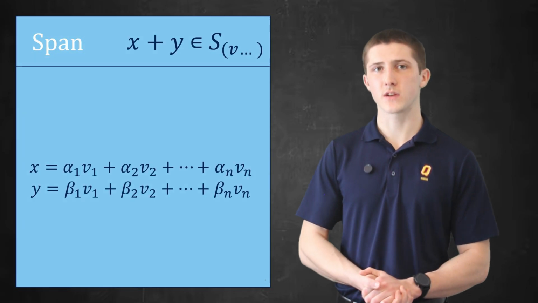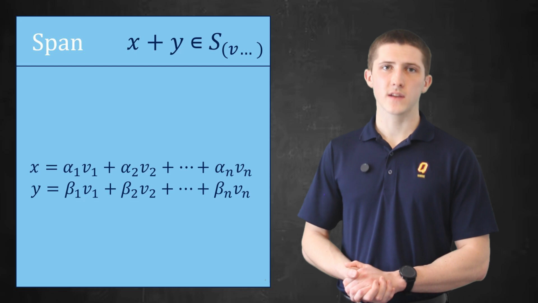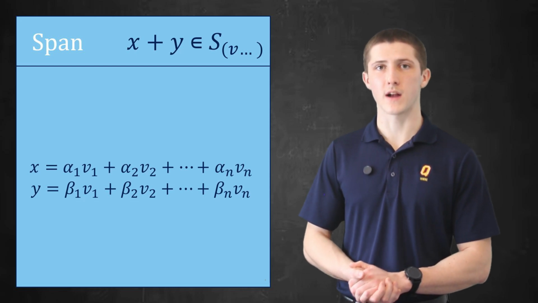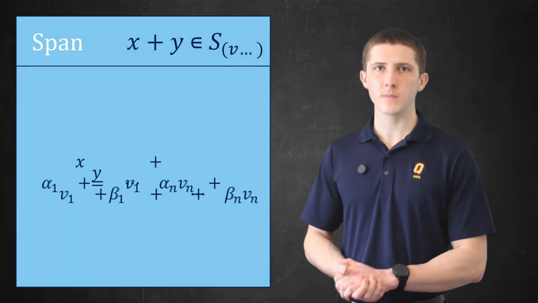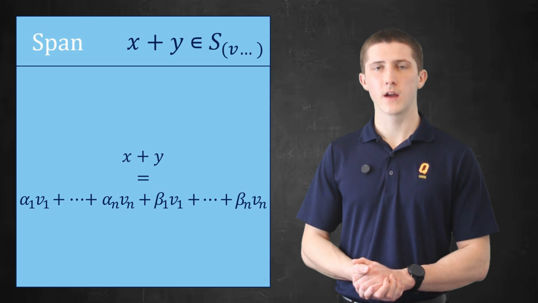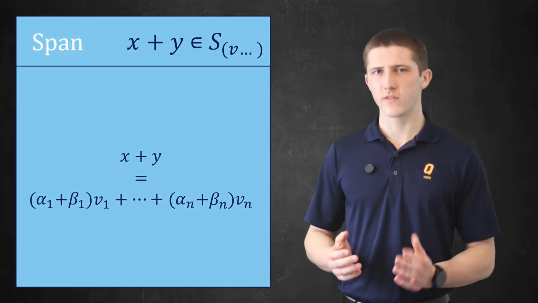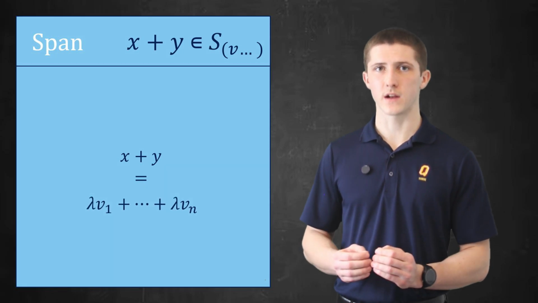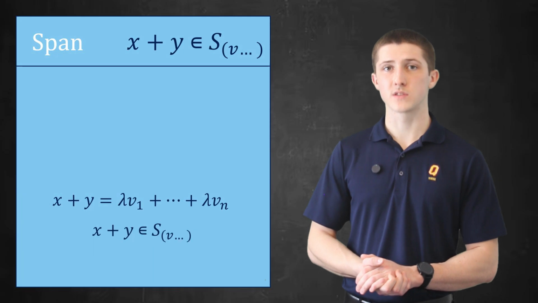Now, if we have two vectors in our span, and we want to prove that their sum is always in our span, we can say x is equal to alpha 1 v1 plus alpha 2 v2 and so on, where the scalars are alpha. Then we can do the same for y and call the scalars beta. Adding x and y, we get the addition of their linear combinations on the one side. Rearranging, we get alpha and beta out in front of every vector. And since alpha and beta are both real scalars, their sum is also a real scalar. So now we have an equation for the sum of x and y, and therefore the span is closed under vector addition.